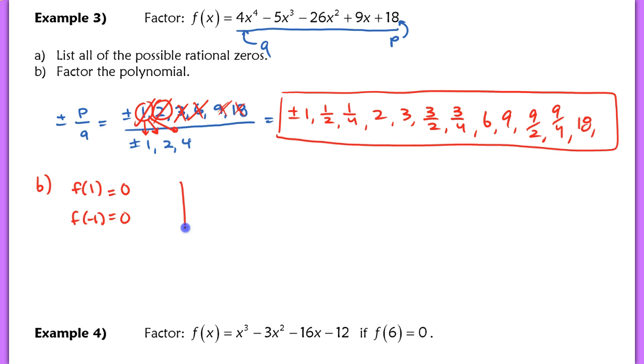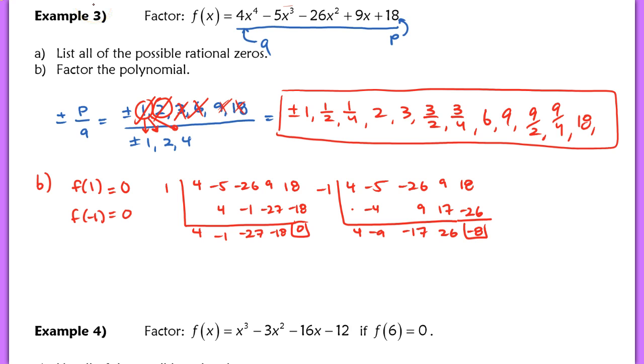I'm going to pause the video now and test to see whether or not 1 or negative 1 are zeros of our function. You're just using synthetic division here, so you can pause as well and try these on your own. Alright, so as you can see, f of 1 is equal to 0, which means that x minus 1 is a factor of your original quartic way back here.